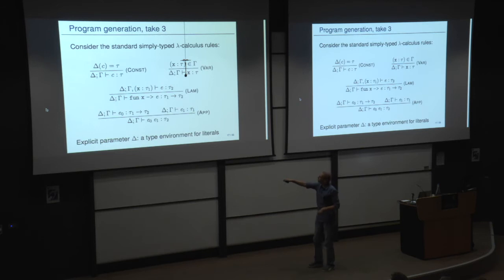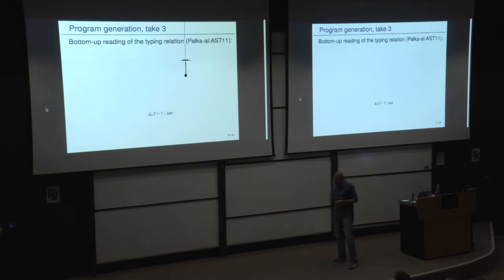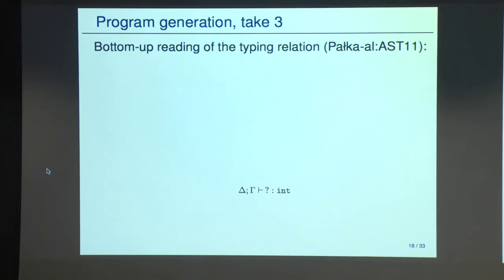So here I've just put an extra parameter, which is the type environment for the constants or literals. All right. So the third refinement in this chain of ideas is not due to us. It's due to Michael Palka and friends from Chalmers, who had this idea of, well, let's read the typing relation bottom up in this goal-directed manner.